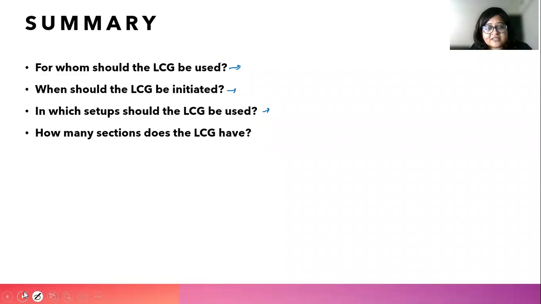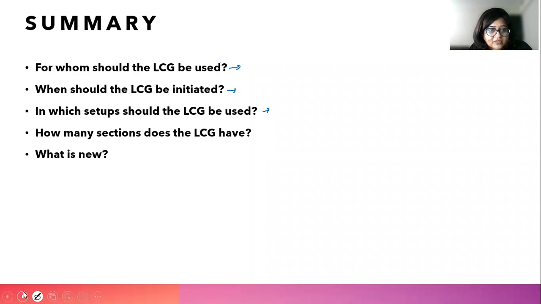How many sections does the LCG have? Yes, it has 7 sections. So I will just quickly repeat for revision. First is identification, second is supportive care, third is care of the baby or fetus, fourth is care of the woman, fifth is labor progress, sixth is medications, and seventh is shared decision making. This is where you record your findings and then plan what needs to be done.